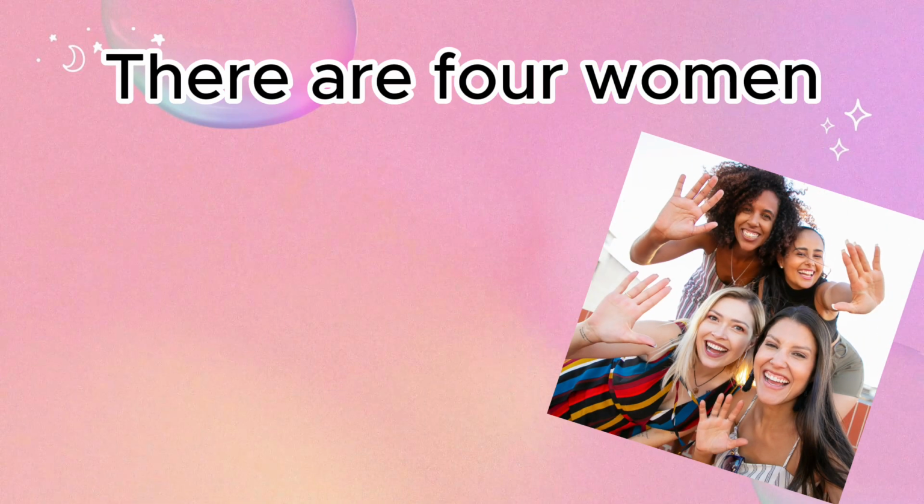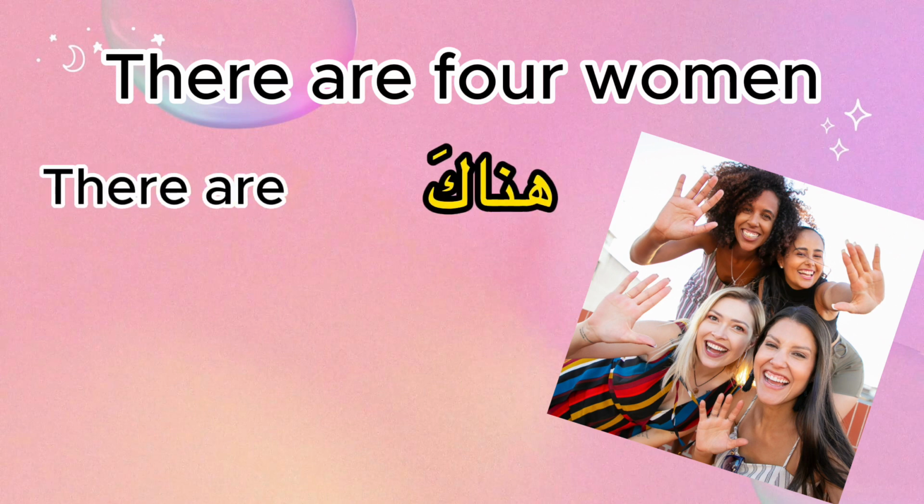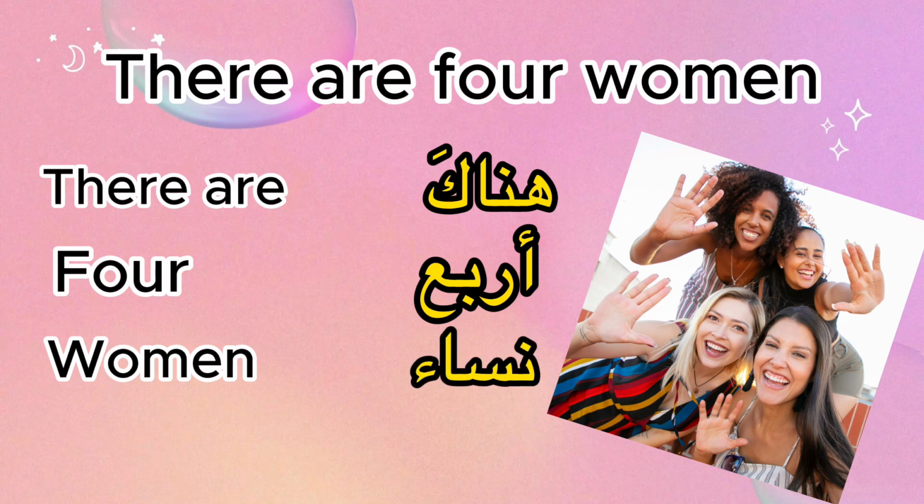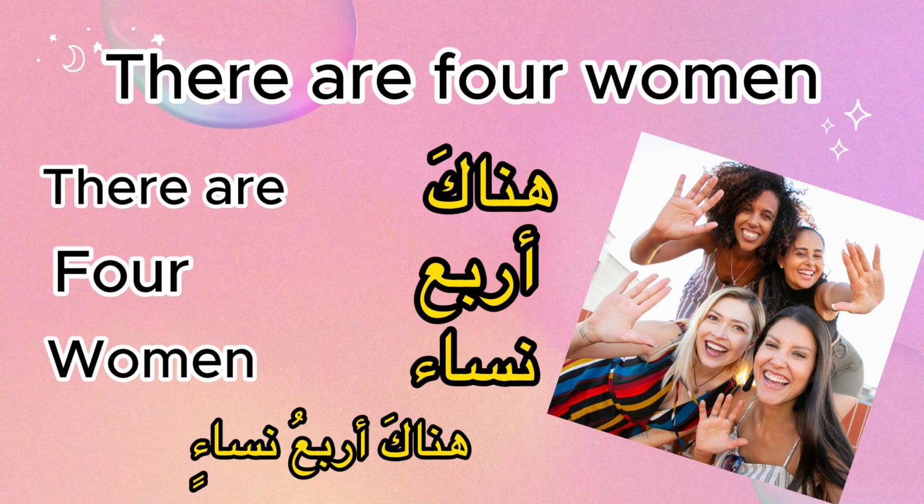Another example, there are 4 women. There are هناك 4. It's either أربعة or أربع. Since it is a feminine noun, we're gonna go with أربع. Women, نساء. You say it هناك 4 نساء. That's everything for today.